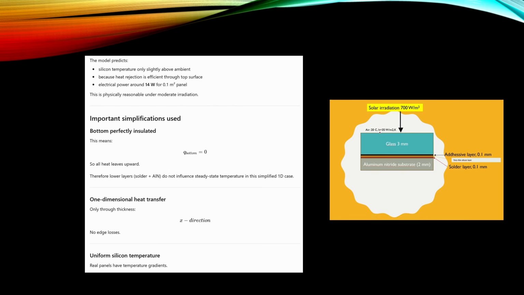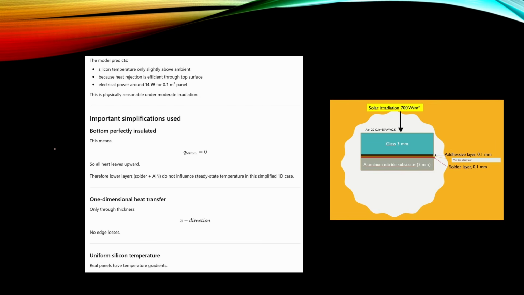It was 35 watts per square meter Kelvin, and that value is typical for forced convection case. If we have a natural convection only, this coefficient is typically below 10 watts per square meter Kelvins, and that can affect a lot on a silicon layer temperature.